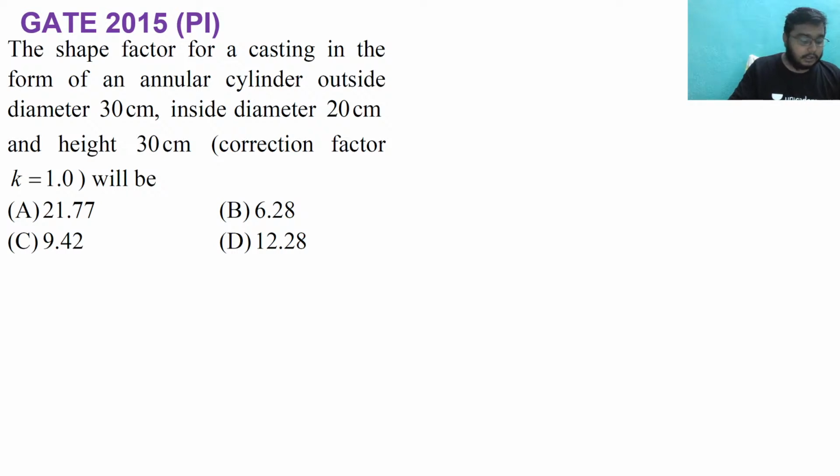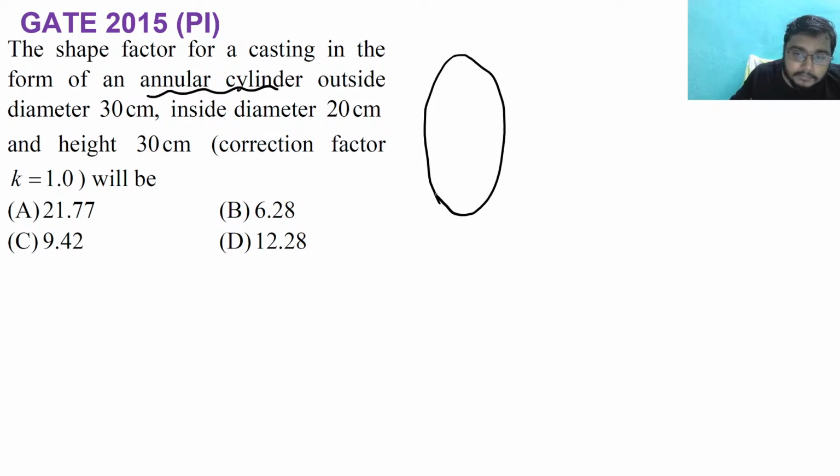Now see here, there is another question. You just watch how I am solving these things, so that we can save a lot of time. Now see here, the shape factor for a casting in the form of an annular cylinder. Annular cylinder means that it has an outside diameter and an inside diameter. So let me draw the annular cylinder like this.